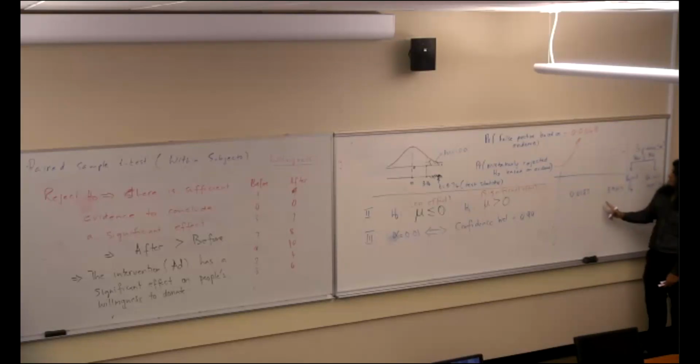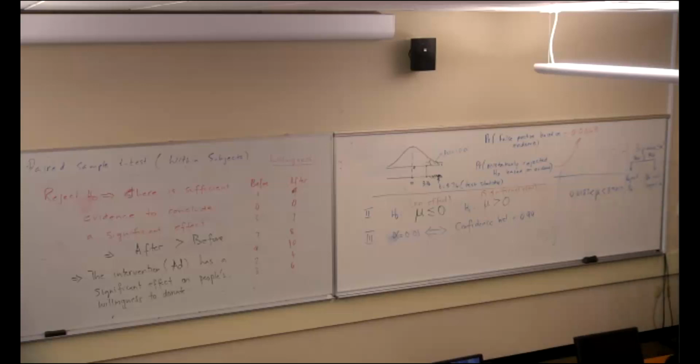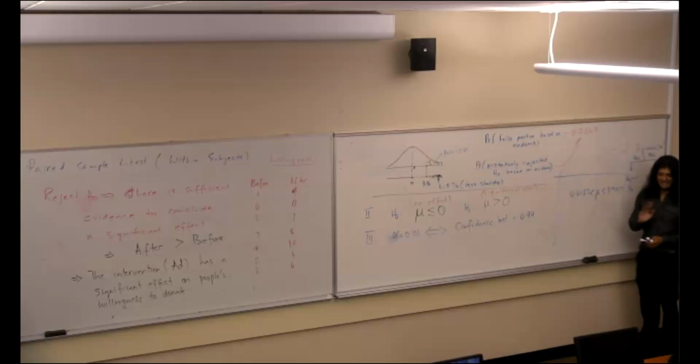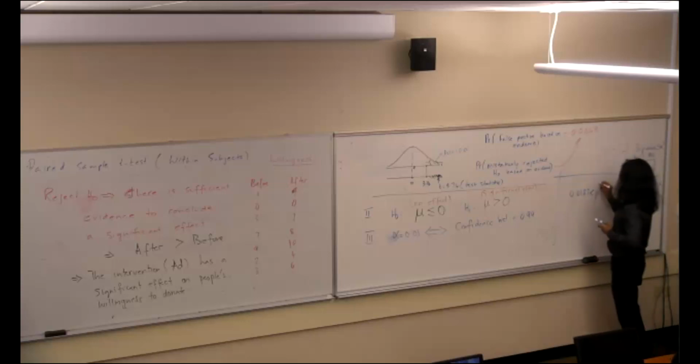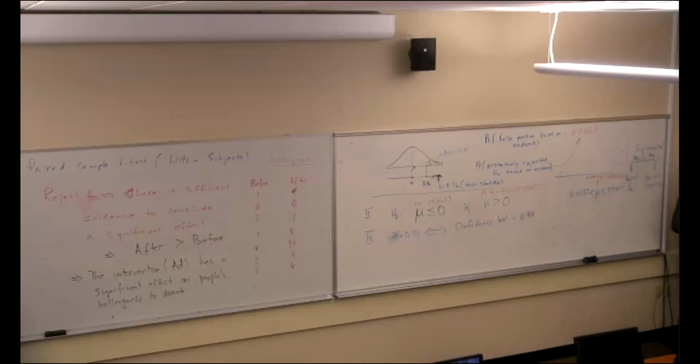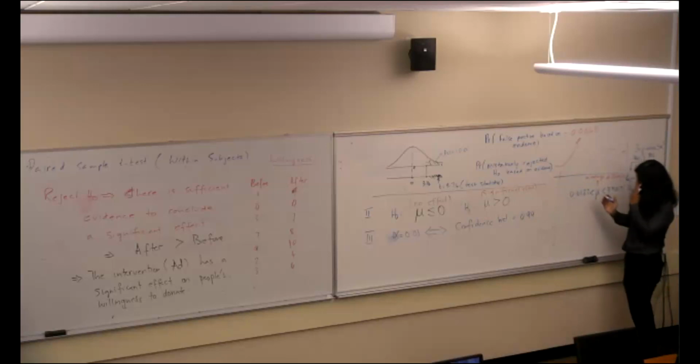Okay, so 0.0183 less than mu less than 3.9817. Lower bound, upper bound. Mu is the average difference. Now, things you cannot do. Pay close attention.